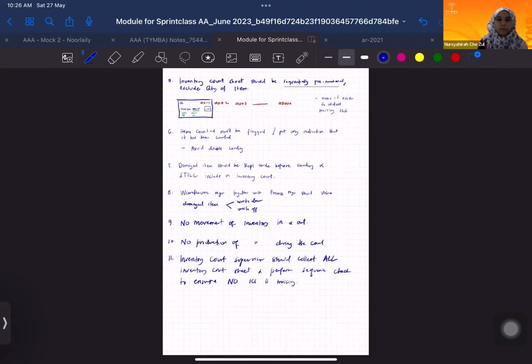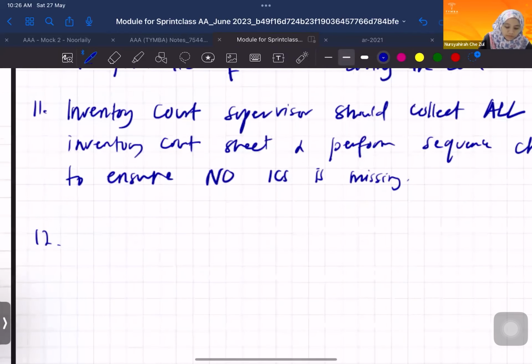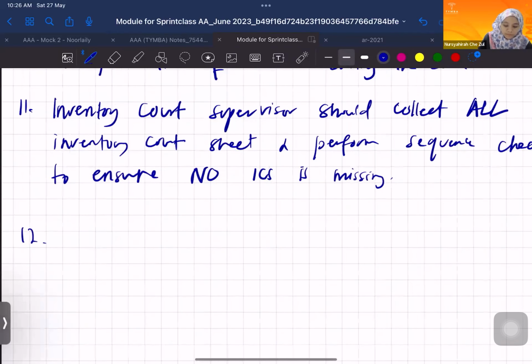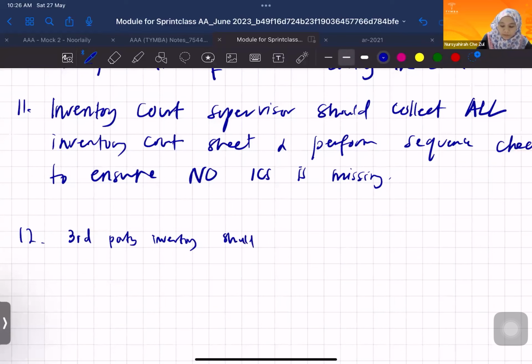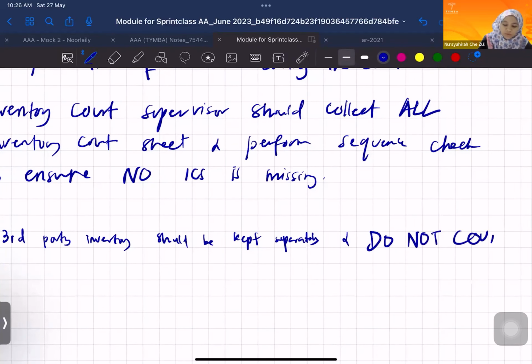Okay, let's continue. As per what Farzana also shared in the chat box, third party inventory is related to consignment inventory. Third party inventory should be kept separately as well, kept separately and not counted, because it does not belong to the company.